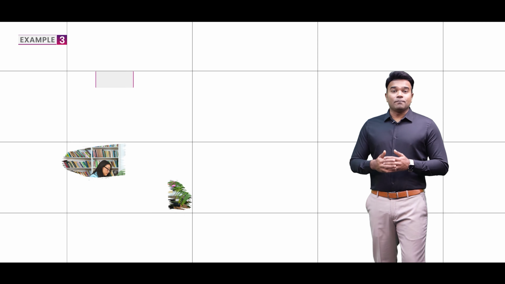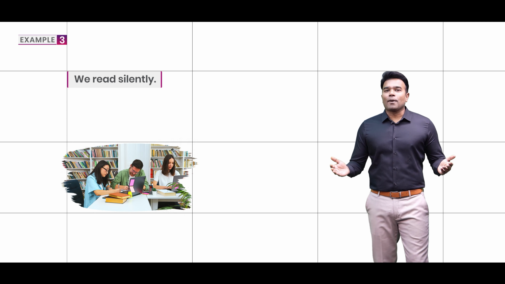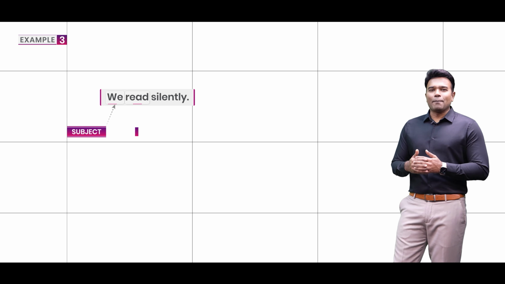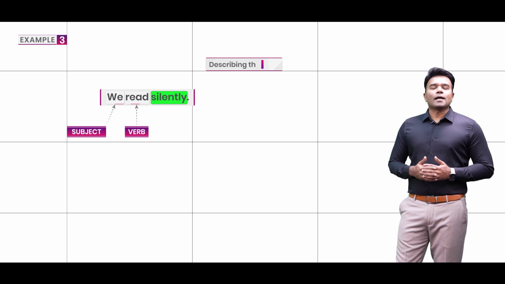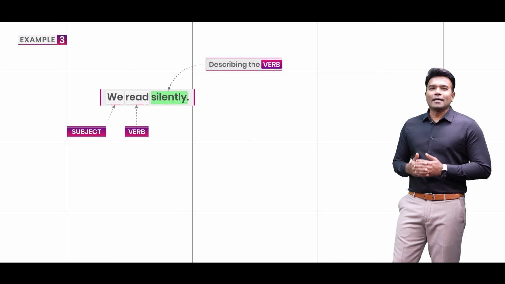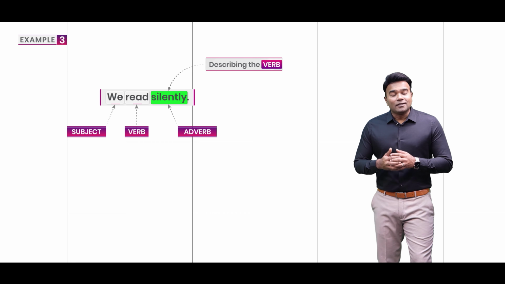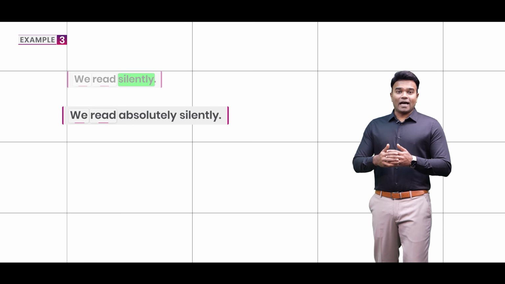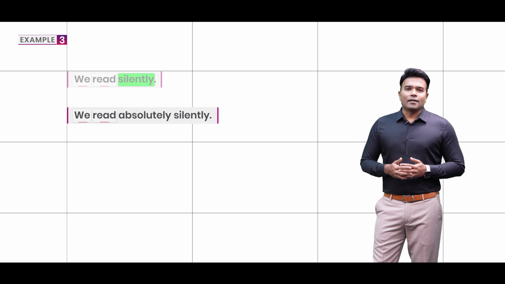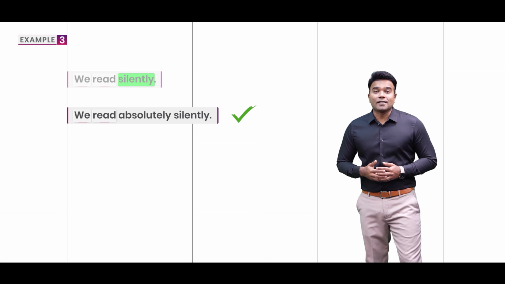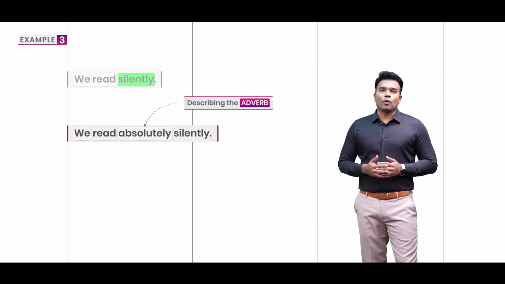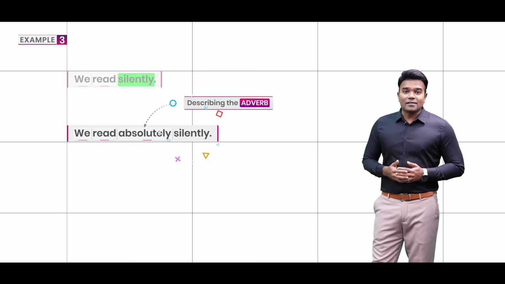Anyway, let me give you one final example to clarify this. We read silently. You know that in this sentence, we is the subject, read is the verb, and silently is describing how we read. In other words, silently is the adverb in this sentence. But I can also write the sentence like this. We read absolutely silently. This is a valid English sentence, and here the word absolutely is defining and giving us more information about the other adverb silently.